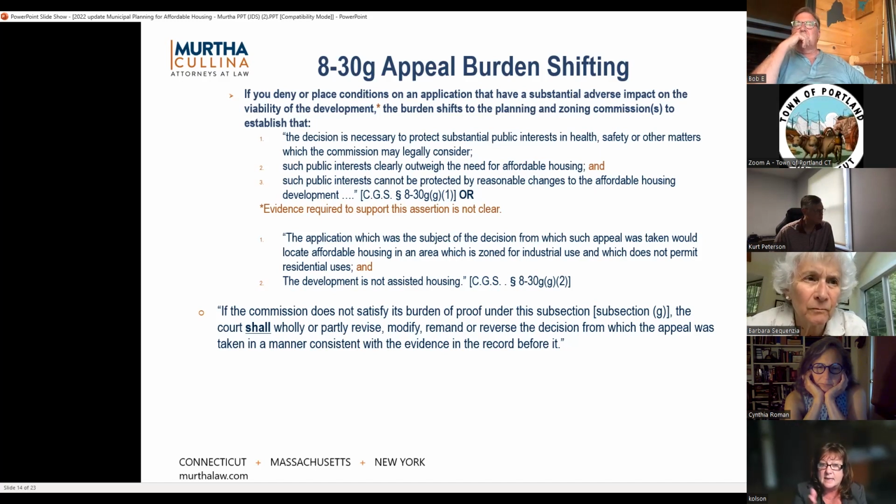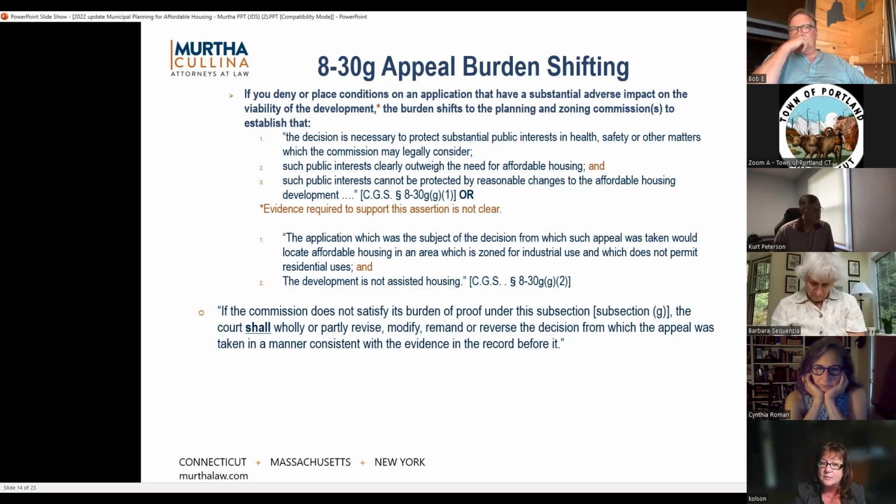And again, as I mentioned to you, there may be an exception for an industrial zone. So if the commission doesn't satisfy its burden of proof under this section, the court shall, and it's not may, shall wholly or partly reverse, modify, remand, or reverse the decision from which the appeal was taken in a manner consistent with the evidence in the record before it.